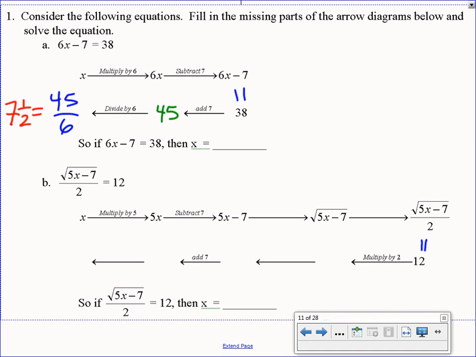So we subtracted 7 where we left off to get 5x minus 7. Next up, how would we get to the square root of 5x minus 7? What would we do, Jackson? Yeah, we would have taken the square root. So we would have taken the square root. And here, my final step, Olivia.